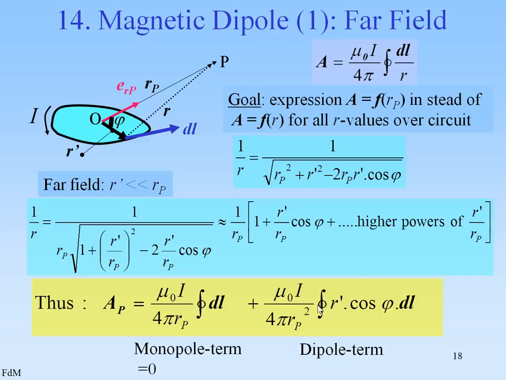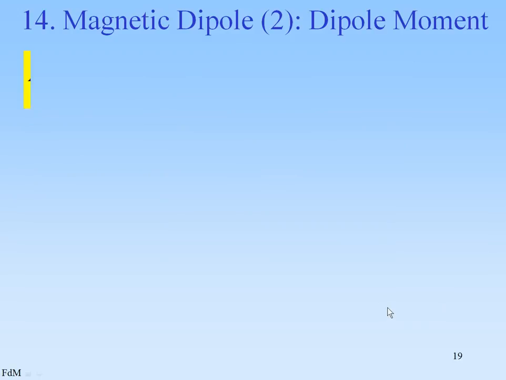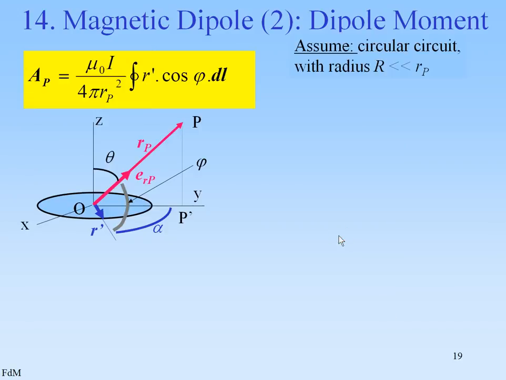Cosine phi has to be integrated over this angle here, over the circle. And this result we will use in deriving the dipole moment for the magnetic dipole.